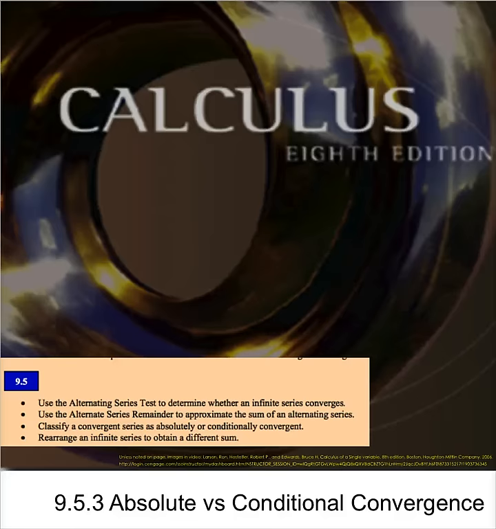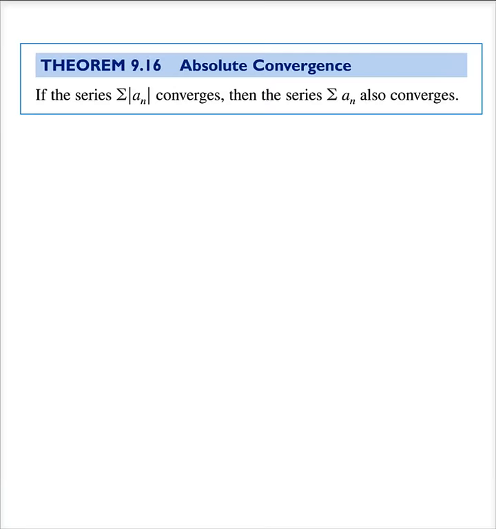There is absolute convergence, and then there's conditional convergence. We say that a series converges absolutely if the sum of the absolute value converges. And if the sum of the absolute value converges, then the series itself converges.